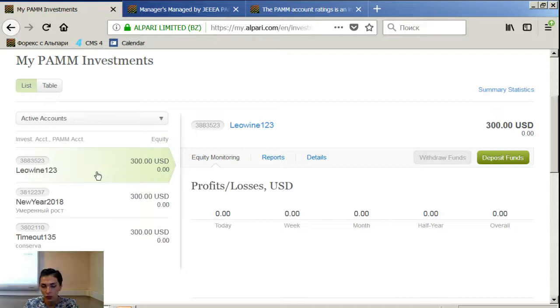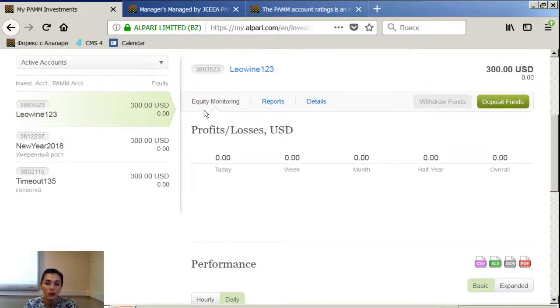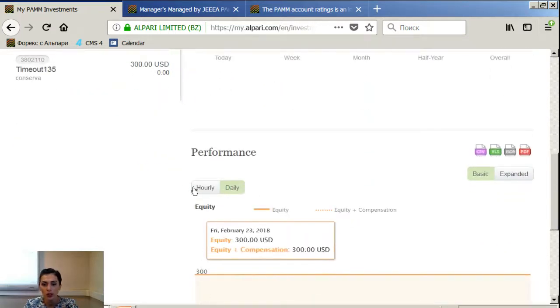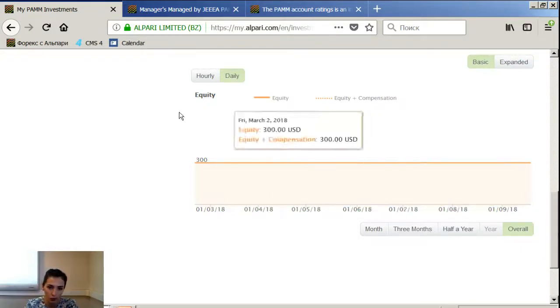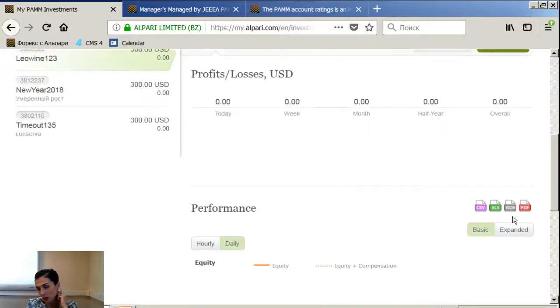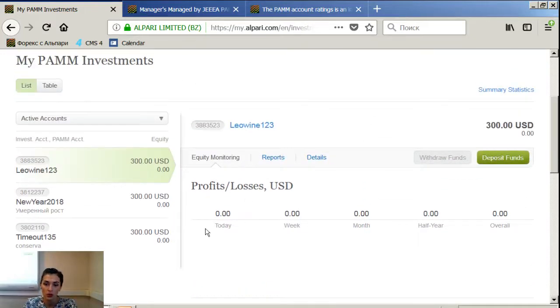If you click on the investment account, you can see 3 columns. These are 3 pages: equity, monitoring, reports and details. You can see the name of the PAMM account where you're invested. Performance for the day. I mean equity performance, equity plus compensation. You can choose month, 3 months, half a year, or overall. You can download this report about the equity. Also, you can see profits, losses today, week, month, half year, or overall.